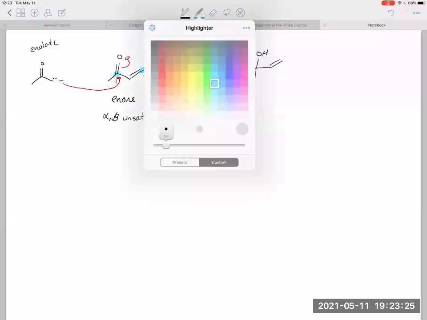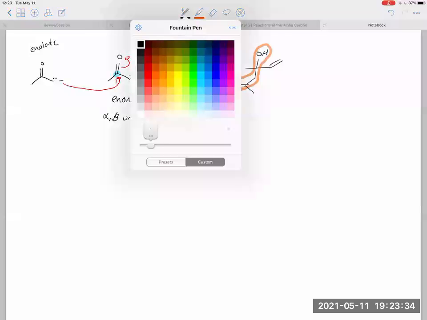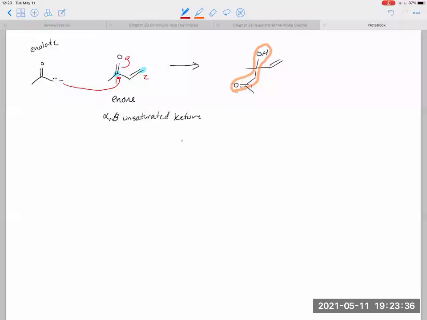Notice that because of where it attacked, it's a little bit wonky and crooked because I've got so many bonds going on. But I still have my 2 functional groups located 1, 2, 3 carbons away from one another. So this is basically just a normal aldol addition. That double bond portion, that ene portion of our enone, didn't do anything for us. It's still there, still surviving, all that good stuff. Okay.